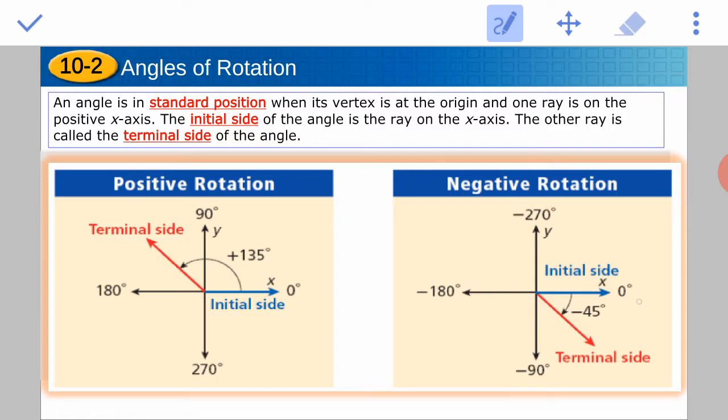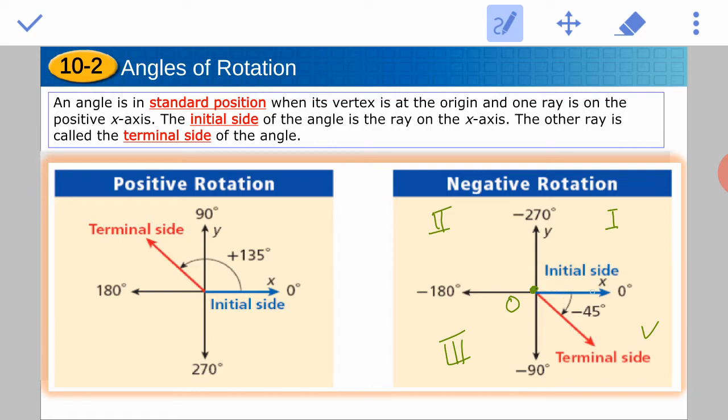Guys, you know the coordinate plane is made up of the x-axis, the horizontal axis, and a perpendicular vertical axis, the y-axis. And the two axes divide the coordinate plane into four quadrants. This is the first quadrant, this is the second one, this is the third one, and this is quadrant 4. Guys, to draw an angle in the standard position, you need to place the vertex of this angle exactly at the origin point O. O is the ordered pair (0, 0).